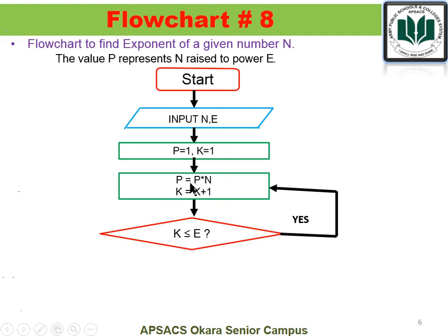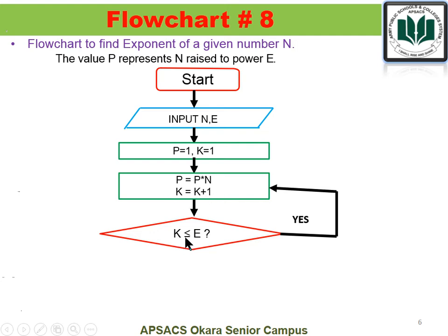So what was the value of p? The value of p was 5, and what was the value of n? The value of n is 5. So 5 multiplied by 5 is 25. So now the value of p becomes 25. After that k will be incremented. What was the previous value of k? It was 2. Now k becomes 2 plus 1, 3.